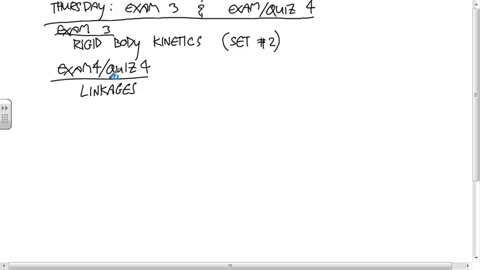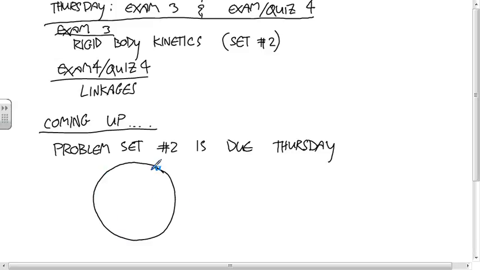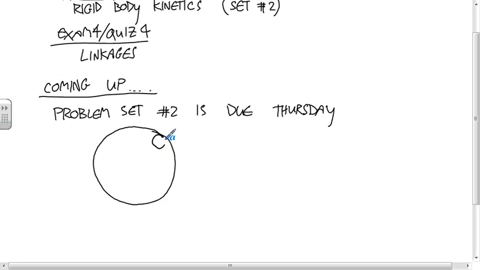Coming up, problem set 2 is due Thursday. And there's a problem with this too. When I did the solution, I overlooked something, and the way it is right now, you don't have enough information to solve it. But you do have enough information if you don't think of this bar being here, and you just think of it as a wheel rolling without slipping around this loop-de-loop.